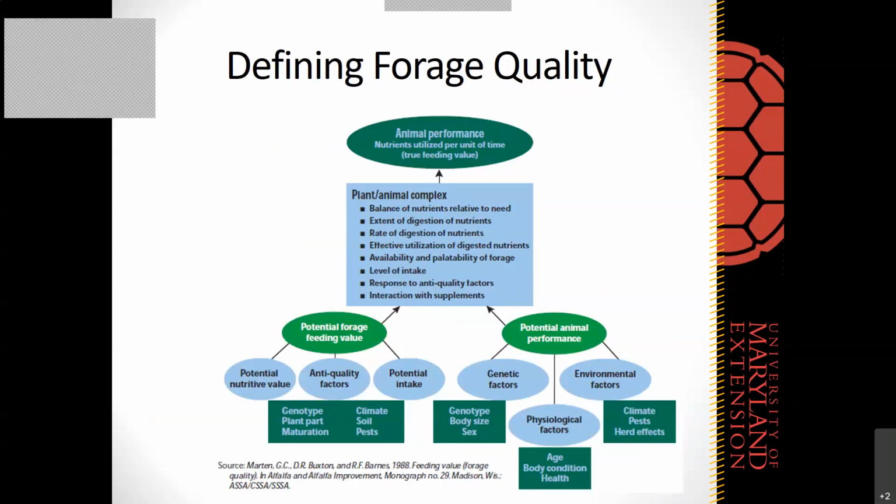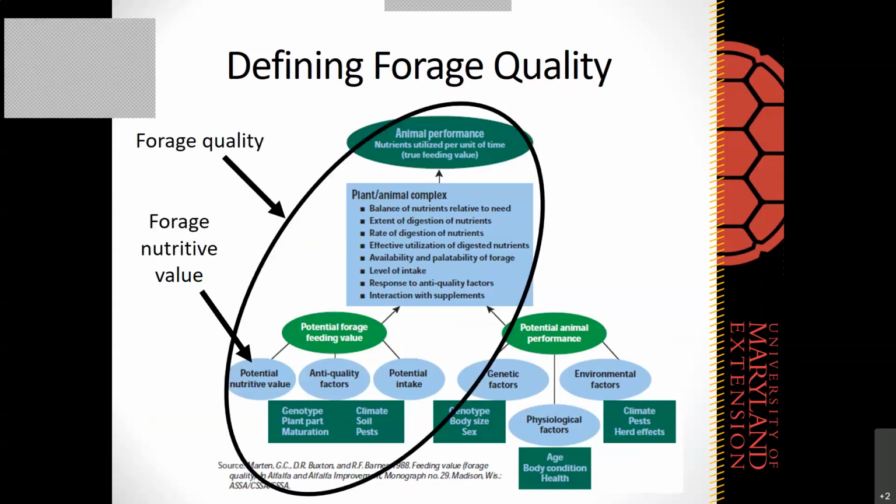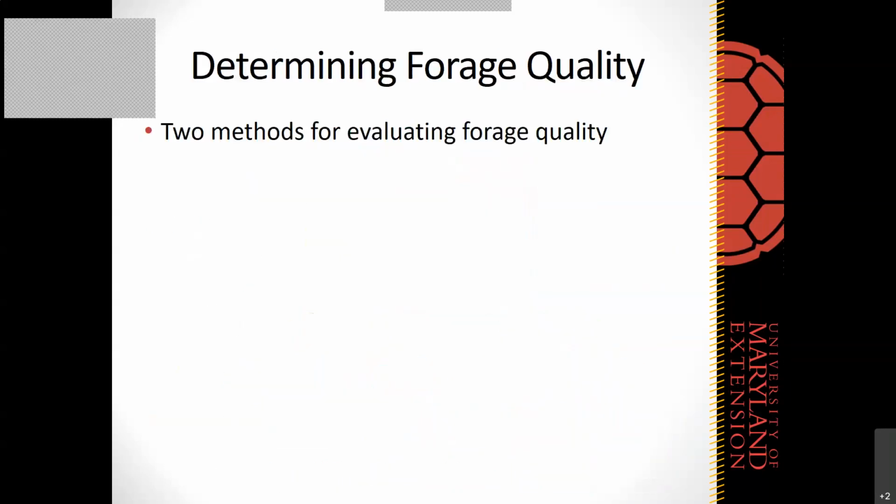For those of you who might be a little more visual, if we look at this from a visual perspective, like I said, there are a whole lot of things going into that end goal of animal performance that you see at the top of that figure. We have a whole host of all of these different factors. The forage nutritive value is one of those many things. And the forage quality is that larger picture, all those factors coming together and resulting in that end animal performance. So really, when we think about forage quality, we have two different methods that we can use to evaluate forage quality.